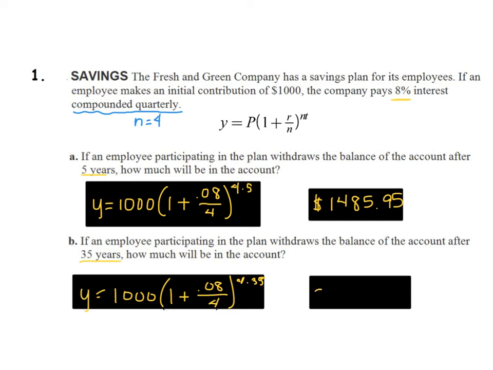And we then find out that after 35 years of putting $1,000 into the plan, not adding anything else to it but this compounding interest, you will have $15,996.50. And now you can see the power of compounding interest, that when you start with $1,000 and you end up with almost $16,000 after 35 years.